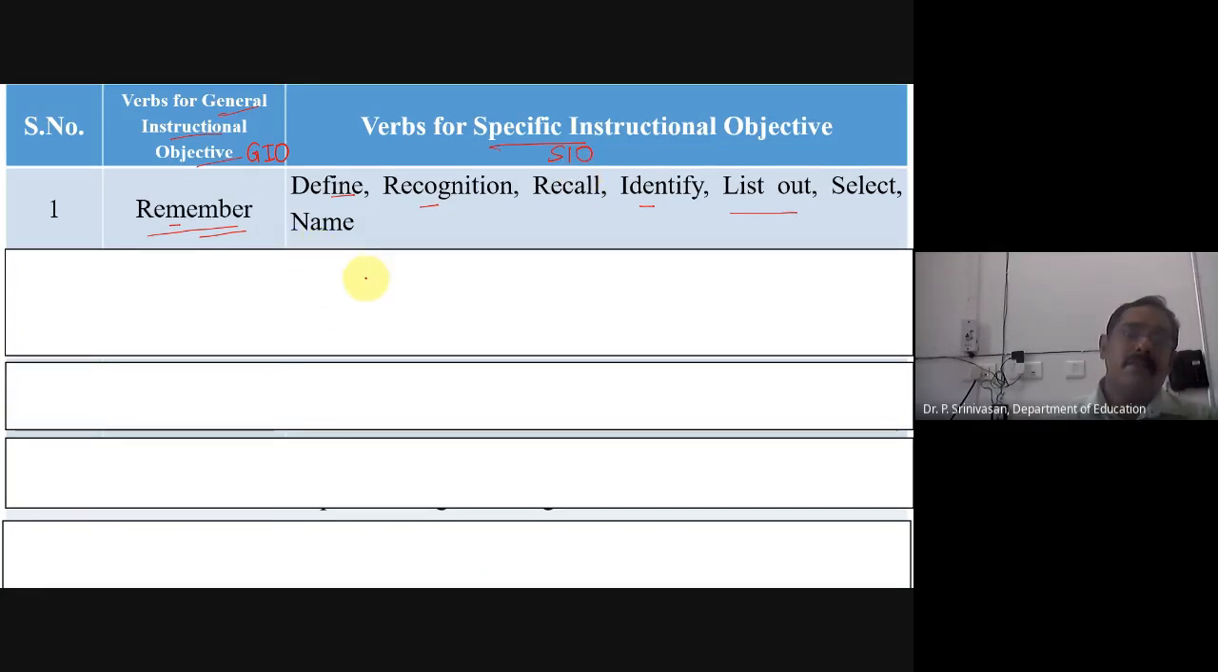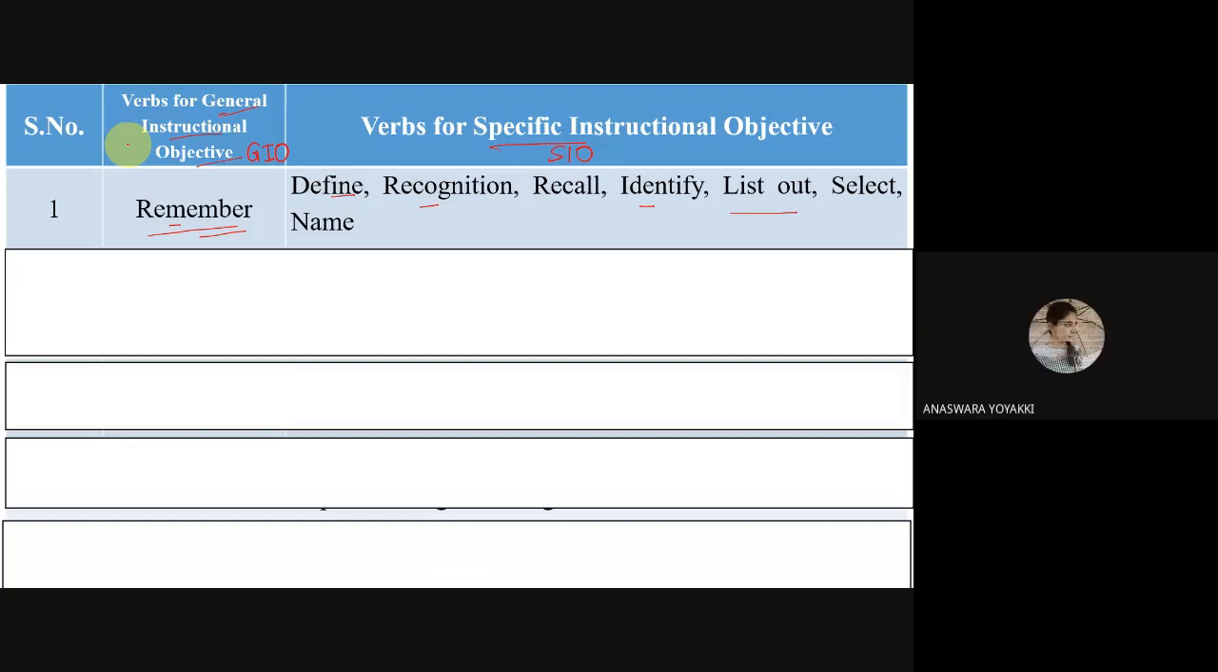Why do you have one more instructional objective? Why not? I can say my students have to remember about instructional objectives, or my students have to understand Benjamin Bloom's taxonomy. Why should I use SIOs? Why not I limit myself to GIOs?